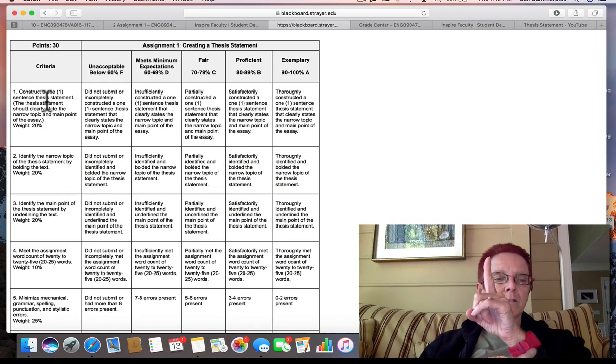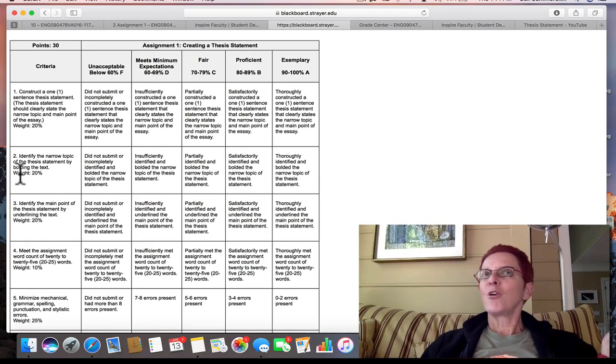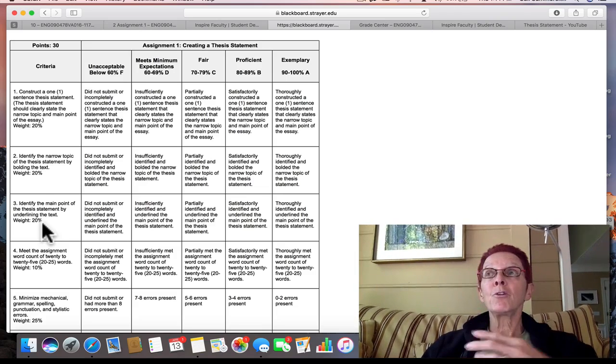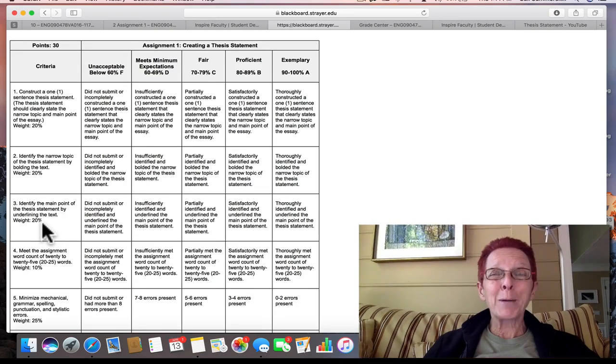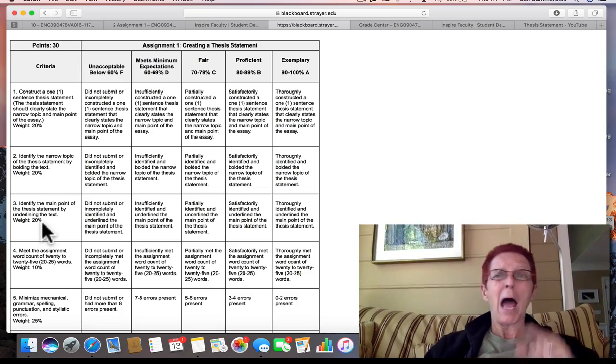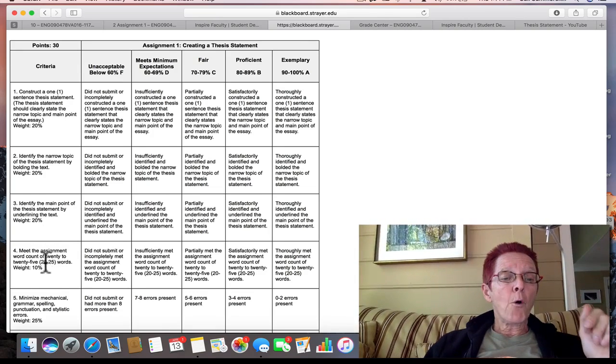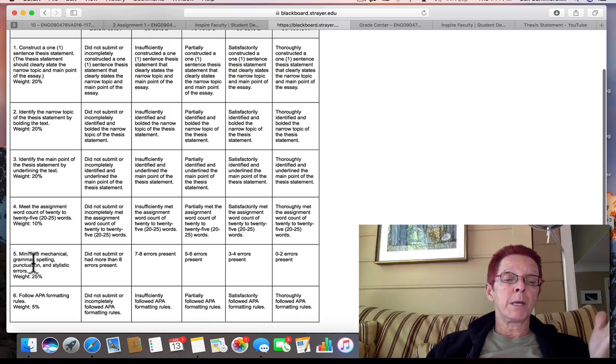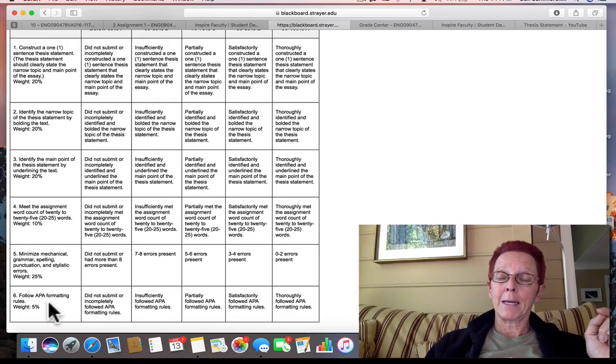One, sentence thesis, worth 20%. Two, bold the narrow topic, 20%. So if you don't bold, you're already down to 80. Three, identify the main point of the thesis by underlining the text, also 20%. So if you do not bold and underline, you have 60%. You have a D. Nobody wants a D. You don't want a D. I don't want you to have a D. Four, meet the assignment word count, 20 to 25 words. Five, minimize grammar and spelling errors and follow APA formatting.